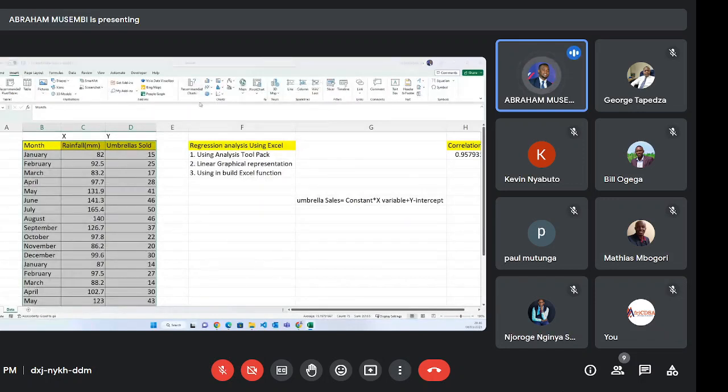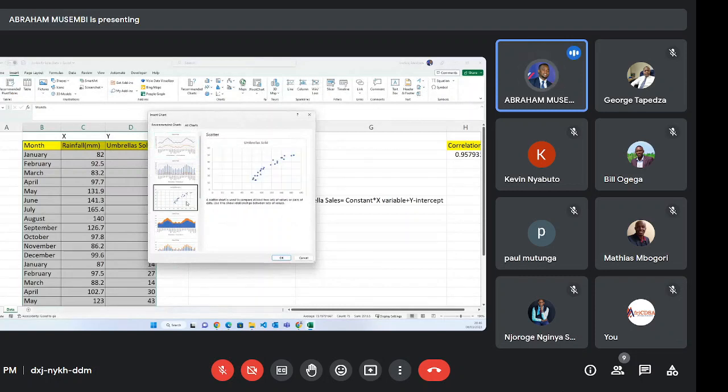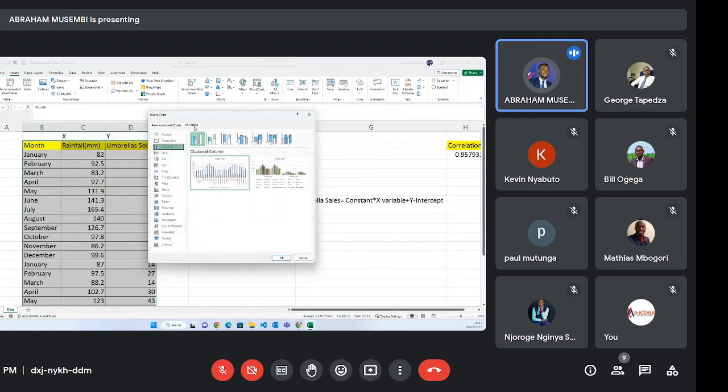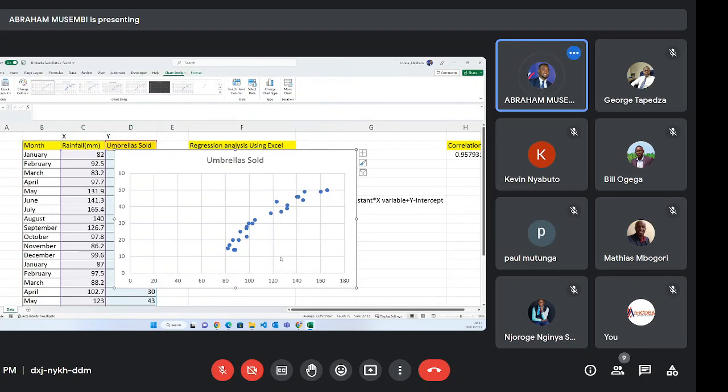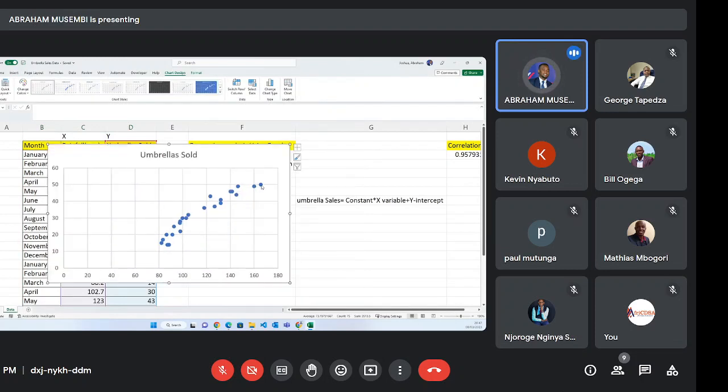So go to recommendation once again. You can go to recommended charts, but what if you don't see this one on your side? The best thing is to go to all charts, then go to scatter plot, and then choose the umbrella sales, this one with the linear relationship. You can see at this point we are having the maximum sales and also the maximum amount of rainfall.